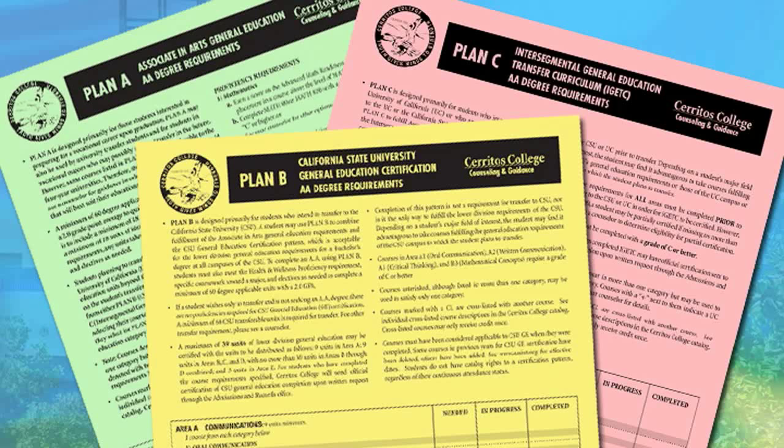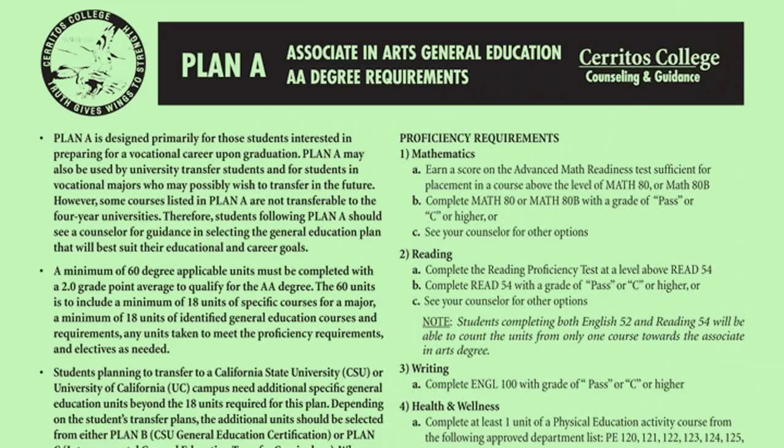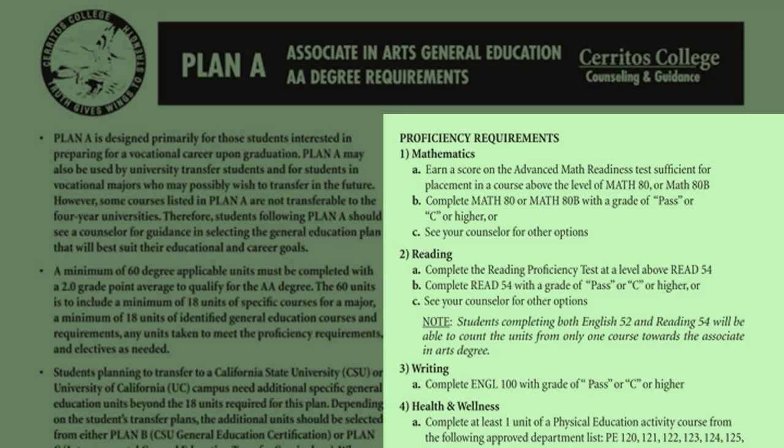In order to meet the requirements for an associate degree, you need to follow Plan A. Plan A lays out the general education requirements for an AA degree. When you're looking at Plan A, notice that there are some proficiency requirements. You need to meet the proficiency requirements for graduation in 4 areas: mathematics, reading, writing, health and wellness.